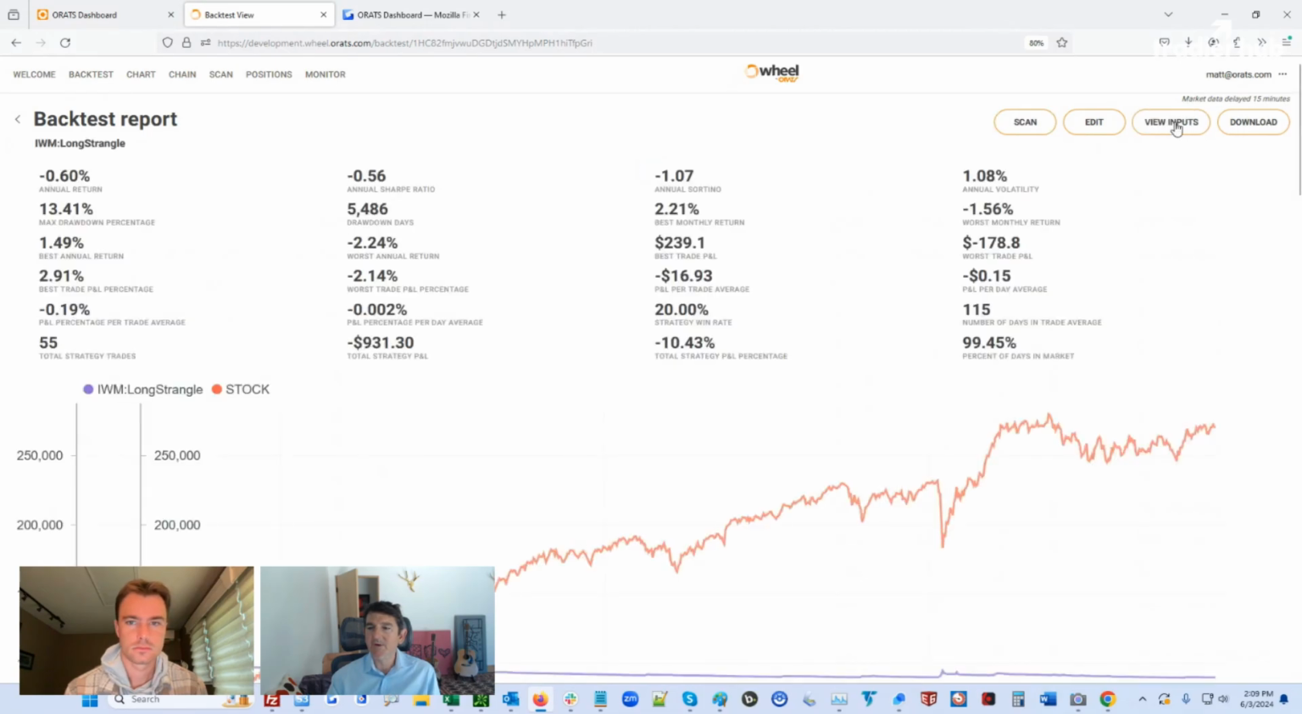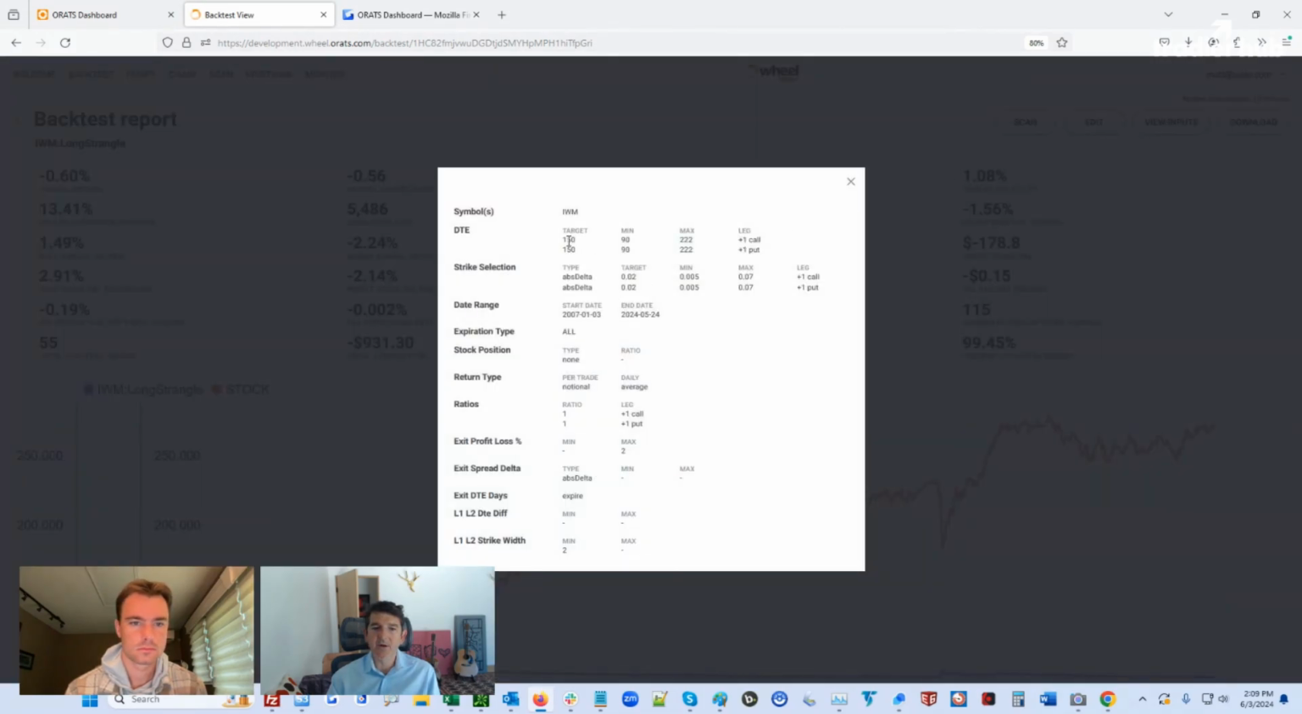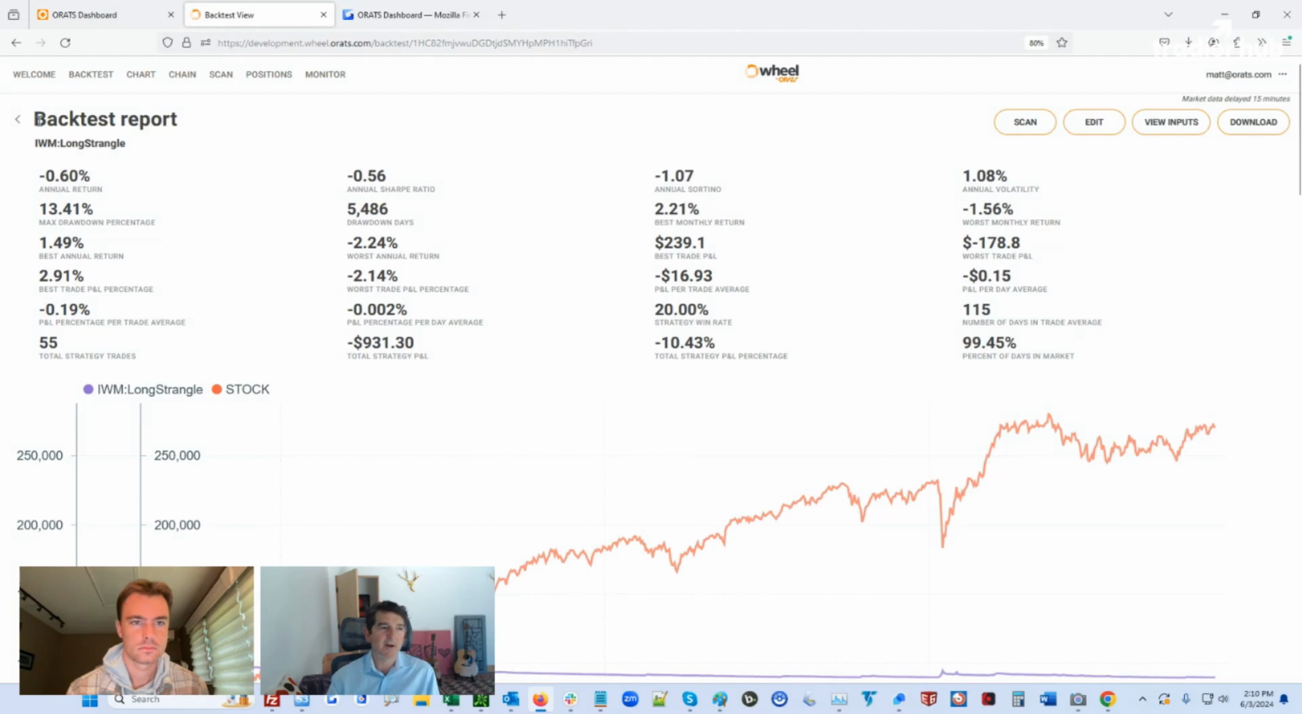And then we could see the inputs. The inputs are long-term: 150 days is our target, and we'll take anything between 90 and 222. Our deltas for the long call and long put are similar, way out of the money, only 2 delta, with a min-max of half a delta to 7 delta. And we exit at 200% profit and loss. So you double it, you get out. That's the way the trade is set up on the long side.